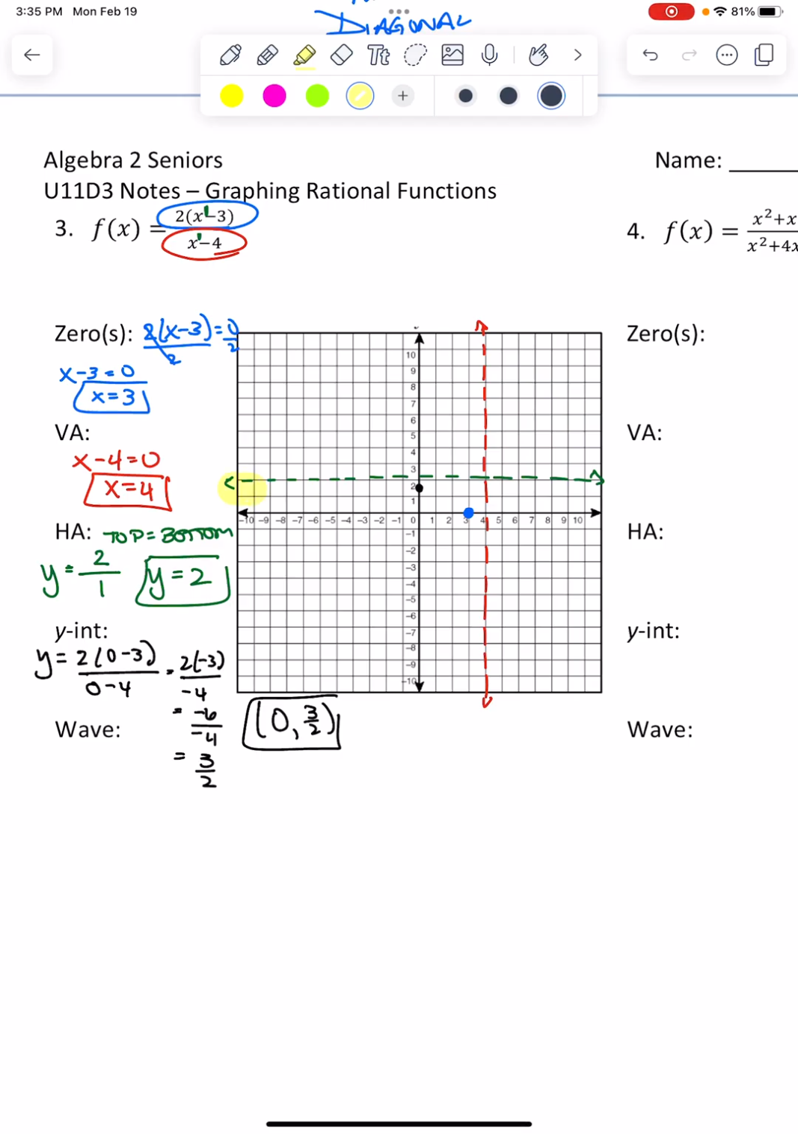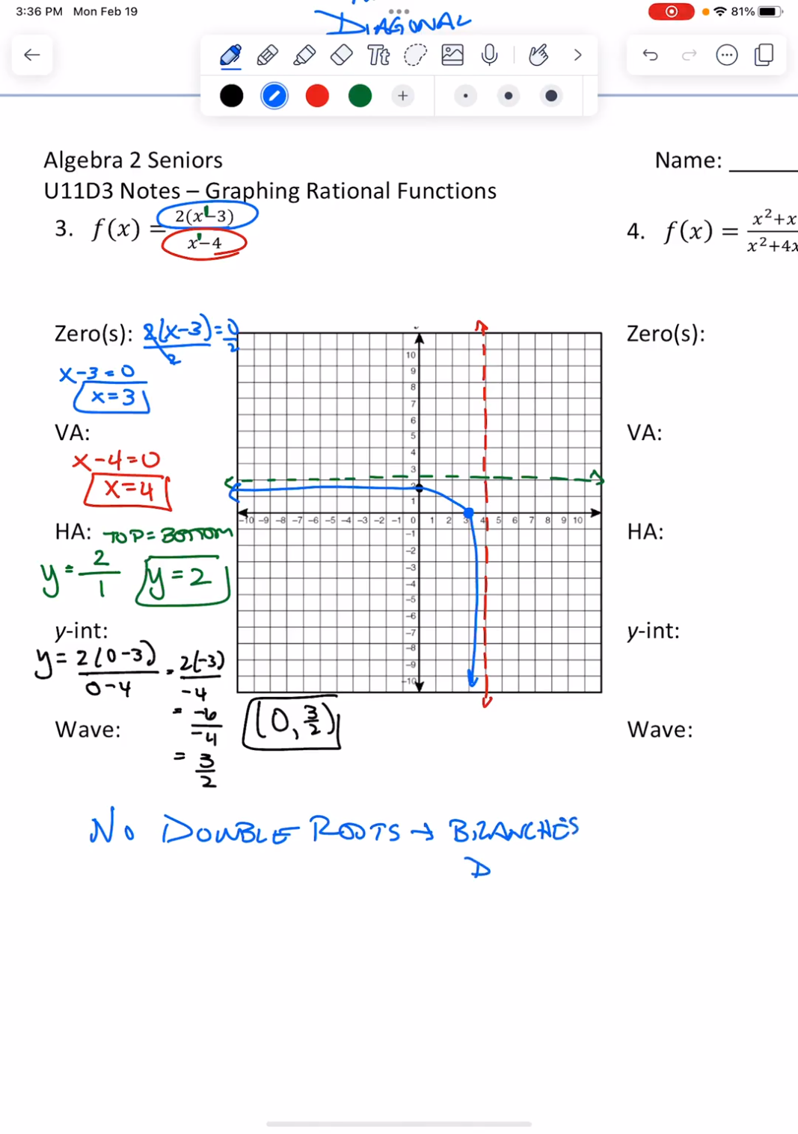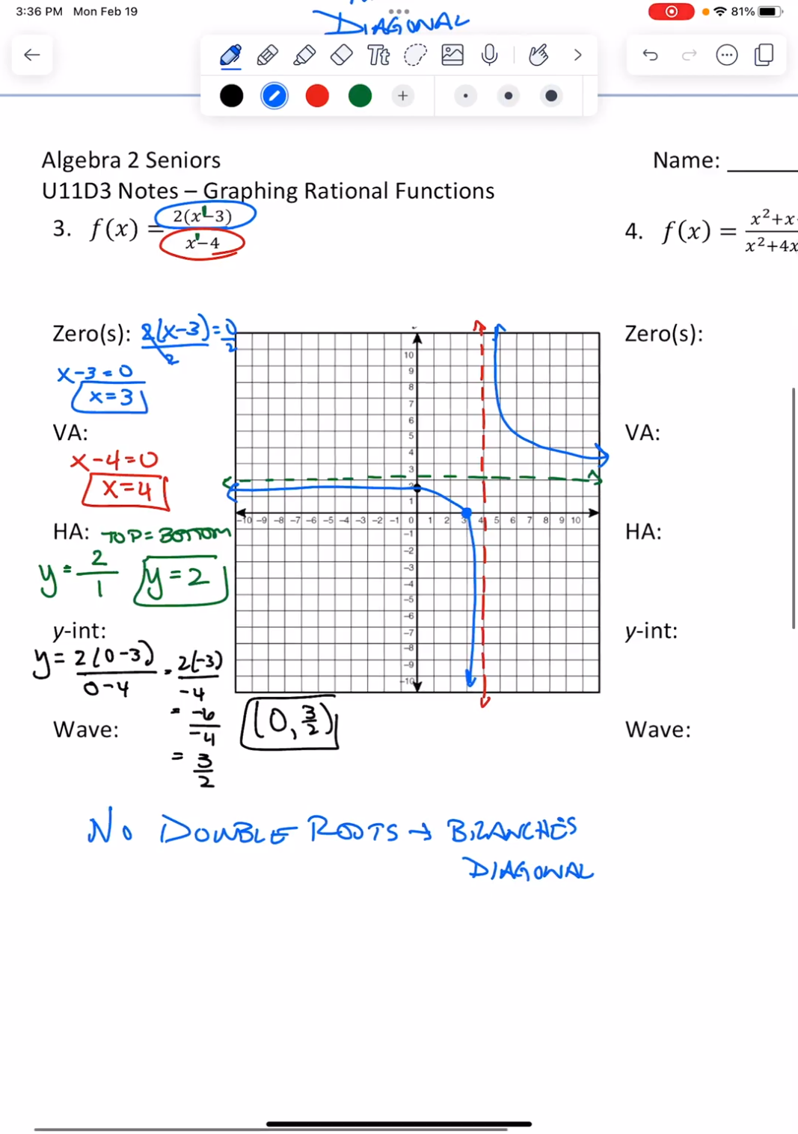So we've got, oops, change back to this pen. If we draw this in, right, we're going to go through here, back to this 0, and then down this way. Okay, and then for our second one, there are no double roots. So our branches are diagonal again. So that means this one should be top right, like that. Okay? So that's what we're working with.